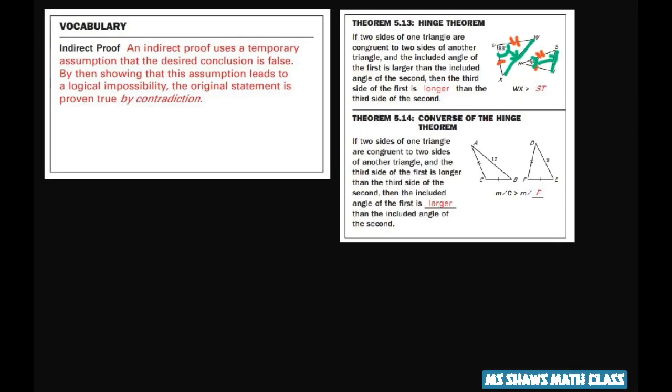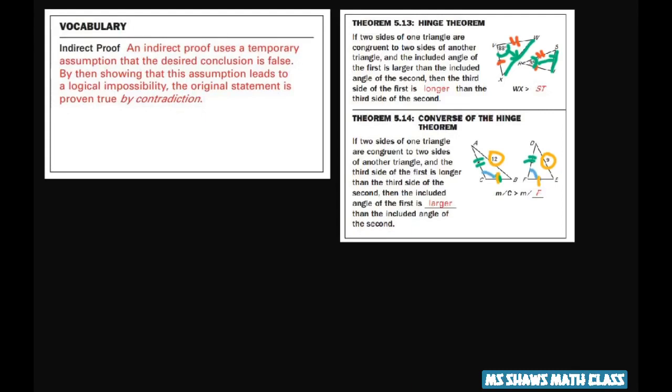And also the converse of the statement. So basically we have two congruent sides. These two sides are congruent, and then these two sides are congruent. And then we're given a third side instead. So if this side is smaller, 9 is smaller.